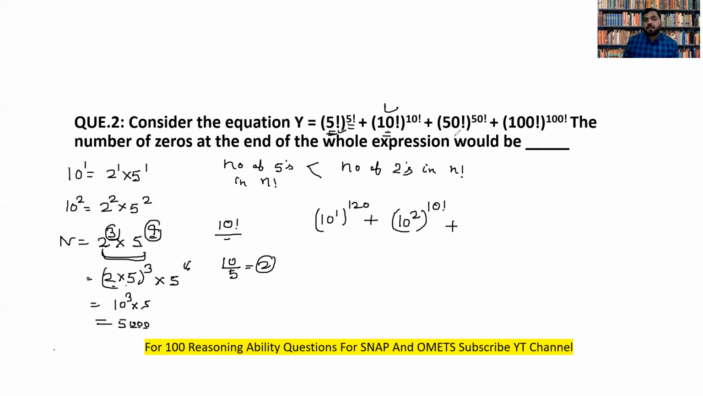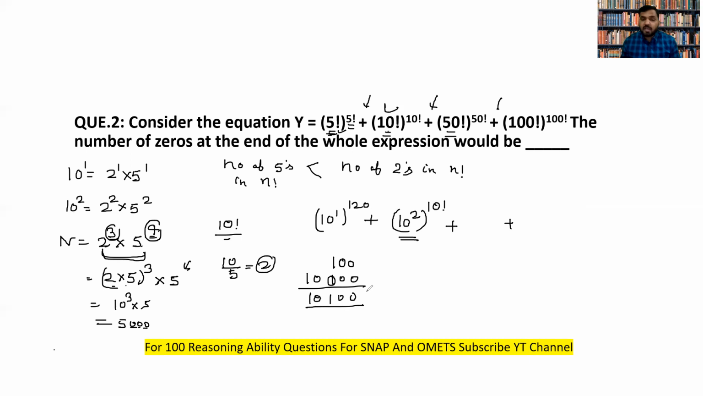Plus 50 factorial. Now you see that there is an addition, right? Do I need to take the whole addition value here? No, the reason here is, in fact, I don't even need to calculate this. Why so? Because when I'm adding two numbers with some zeros at the end of it, right? For example, if I'm adding 100 with, let's say, 10,000, then the resultant number will be 10,100.